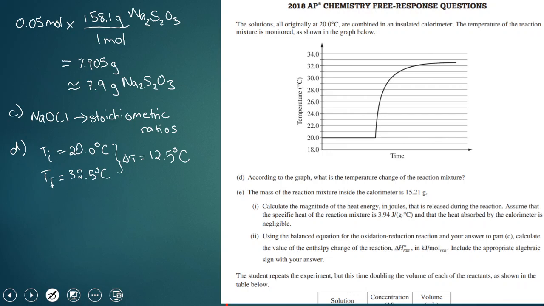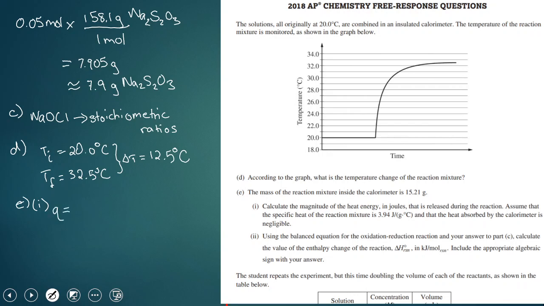All right, so part E. Question 1 says, calculate the magnitude of the heat energy in joules that is released during the reaction, and assume that the specific heat of the reaction mixture is 3.94 joules per gram Celsius, and that the heat absorbed by the calorimeter is negligible. So before I start, I just want to point out that both of these things that we're told to assume are common assumptions made when you're doing calorimetry experiments. You want to make sure that you have a negligible amount of heat absorption by the calorimeter or the environment, that the specific heat is very closely modeled by the specific heat of water.